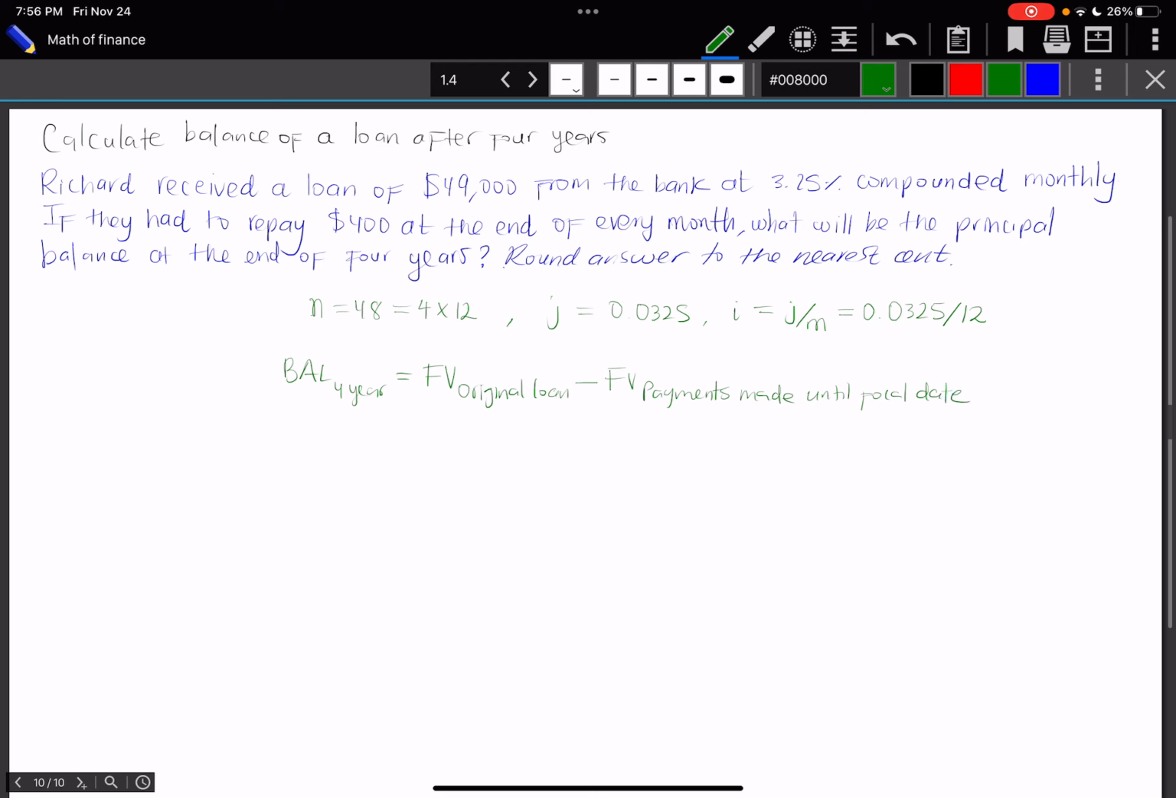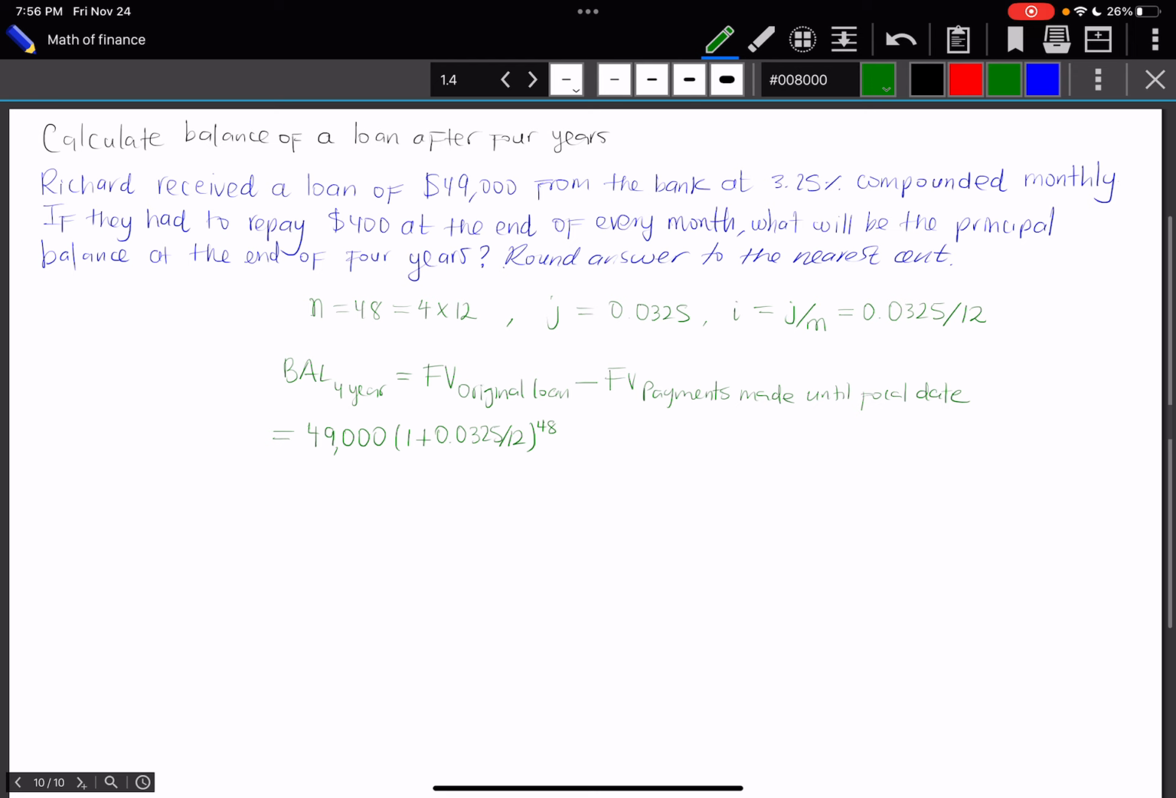Now, to find the future value of the original loan after 4 years, we use a formula for compound interest. We take 49,000 and multiply it by (1 plus i), where i is 0.0325 divided by 12, raised to the 48. That's the future value of the $49,000 on the focal date.